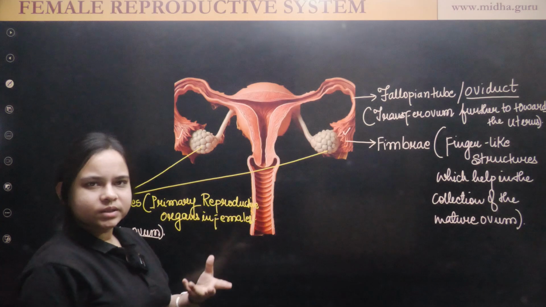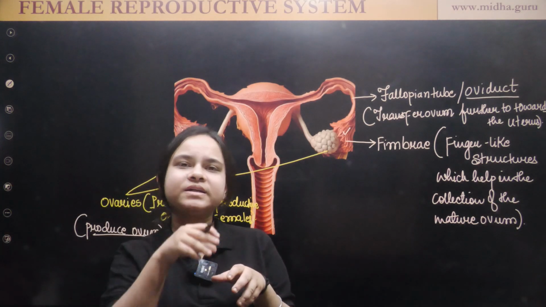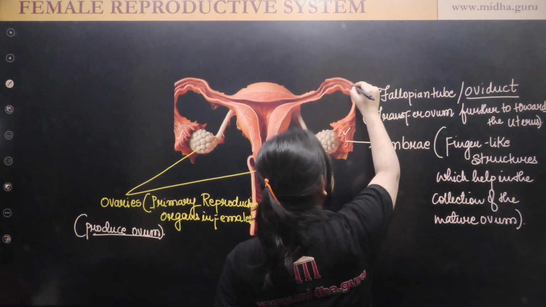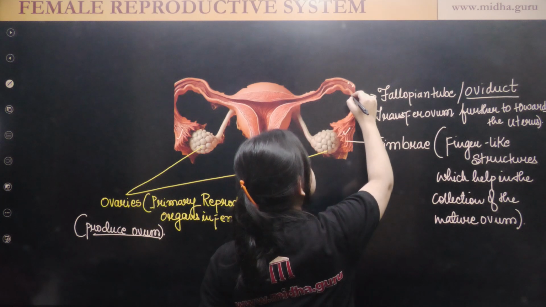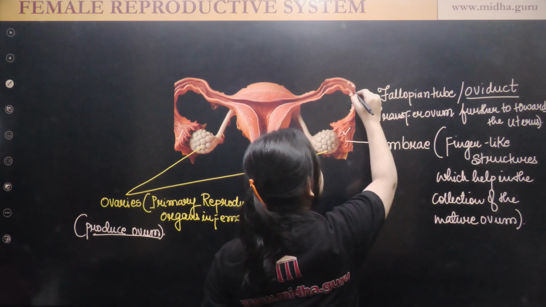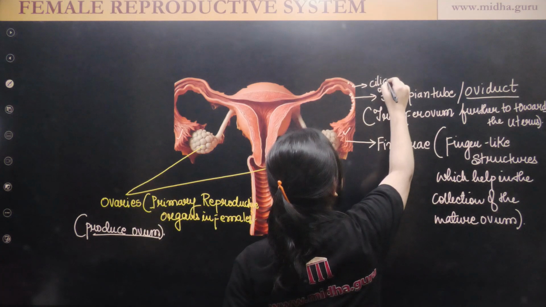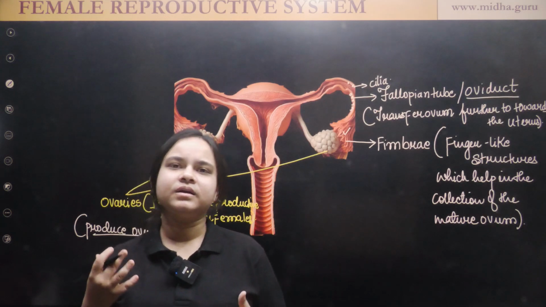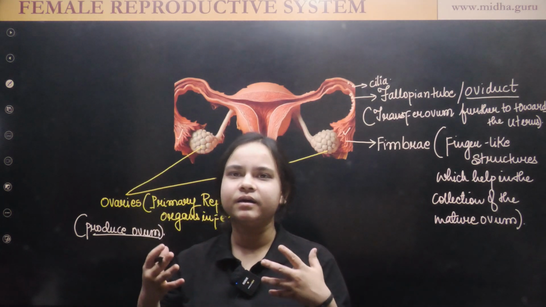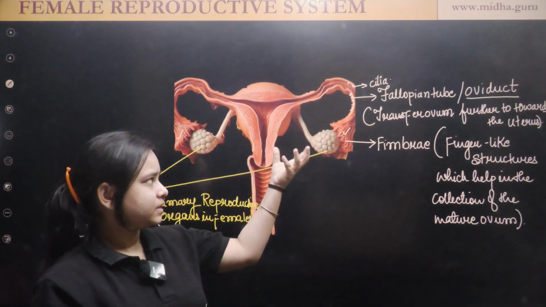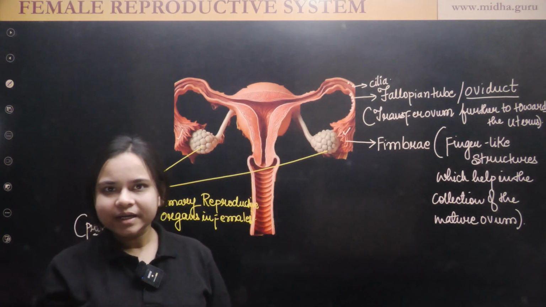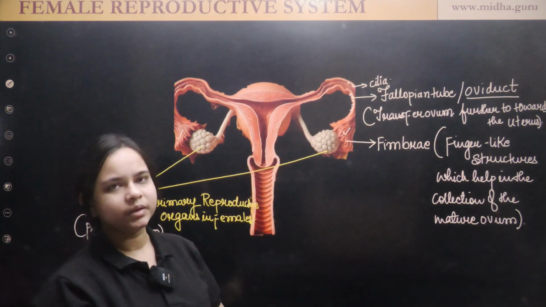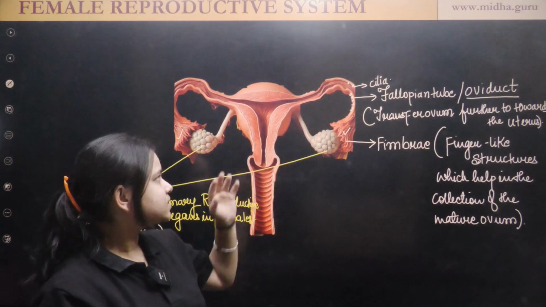Now, one more thing. Along the walls or lining of this fallopian tube, there are tiny finger-like structures. We call them cilia. These are hair-like structures which act like a wiper, like we see the wiper in our cars or four-wheelers. It continuously oscillates like this and helps in assisting the ovum towards the uterus. In fact, it pushes the ovum towards the uterus.